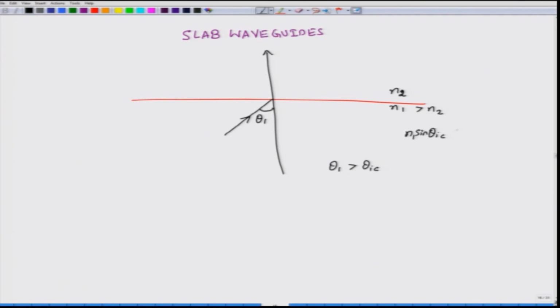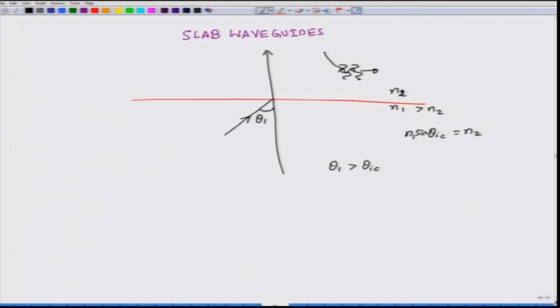So, N1 sin theta IC must be equal to N2, okay, but of course from the wave theory point of view, you know that there are actually evanescent waves, and these evanescent waves decay perpendicular or along the normal to the interface, but they essentially propagate along the interface itself, right. So, we have seen this kind of a thing when we discussed total internal reflection.